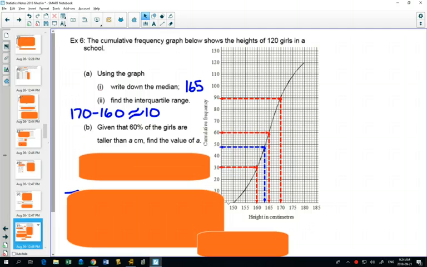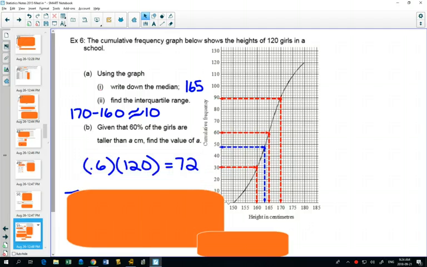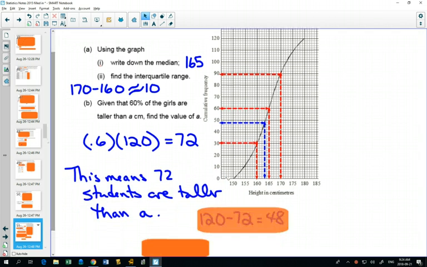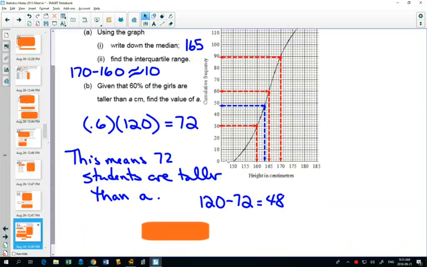Given that 60% of the girls are taller than A, so 60% of 120 is 72, but I don't go across from 72 because that means 72 are taller than A. That means 72 are in the upper half, and the other, in this case it would be 48, would be in the lower part. So this is really what we're looking to put on here is our 40th percentile, which is at 48. Go across from 48 and down, and we get that A is approximately 163.